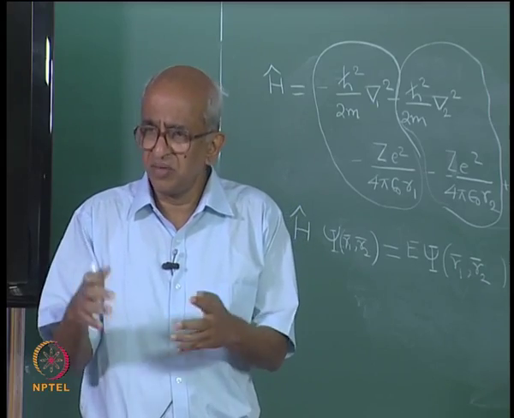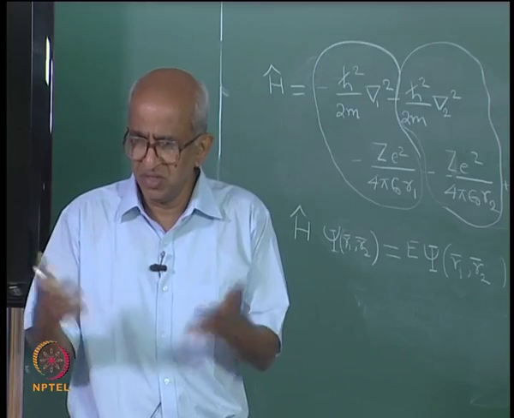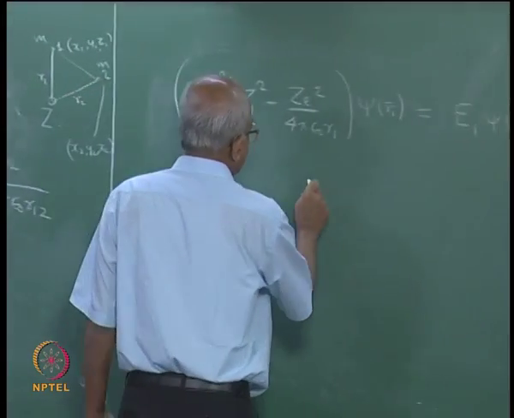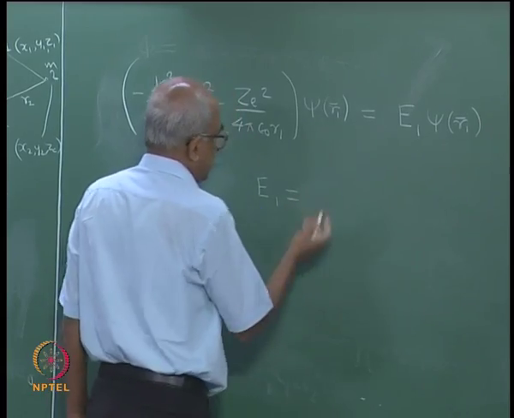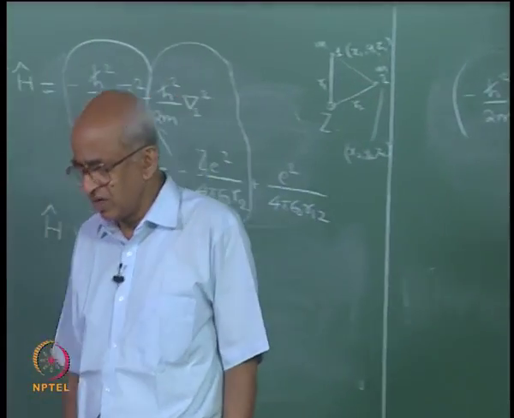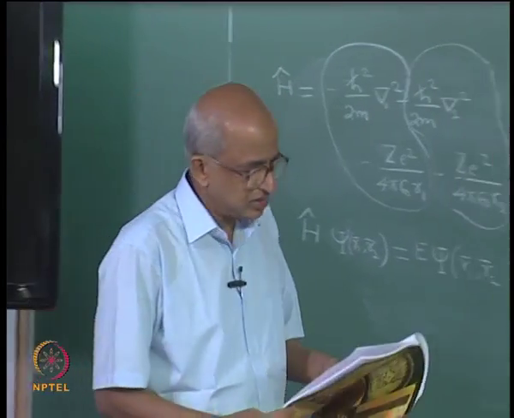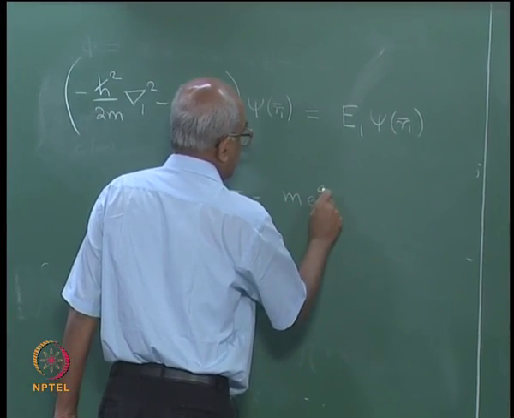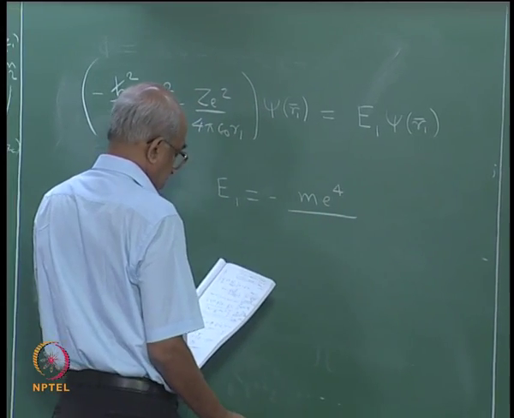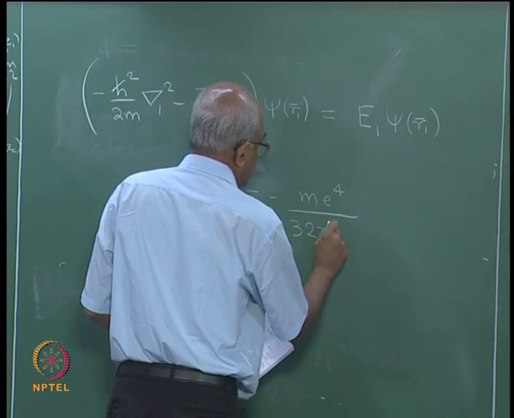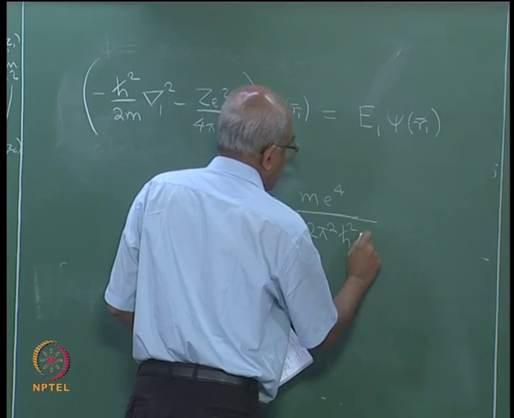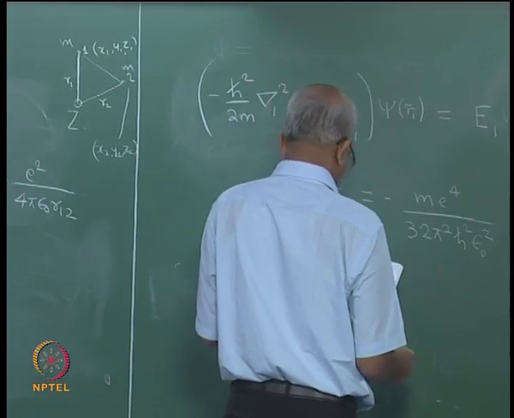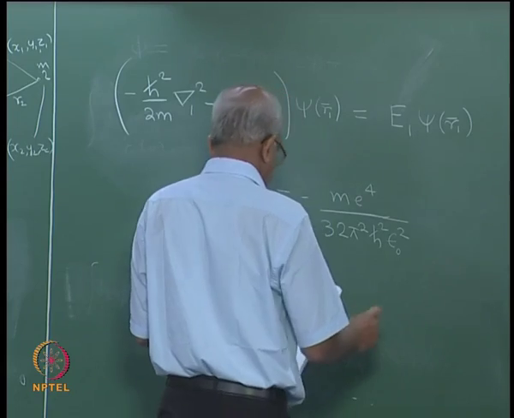So, therefore, I should tell you what happens. The process of solution can be carried out easily, we have already done it. All that will happen is that the allowed energy levels, this E1 for example, will be given by, I do need the expression, I can't remember it, so I will just copy it from my notes. You are going to get minus m e to the power of 4 divided by 32 pi square h cross square epsilon 0 square into 1 by n square.